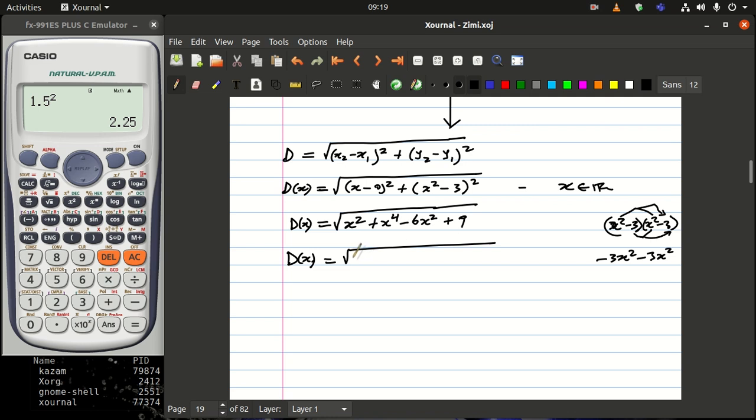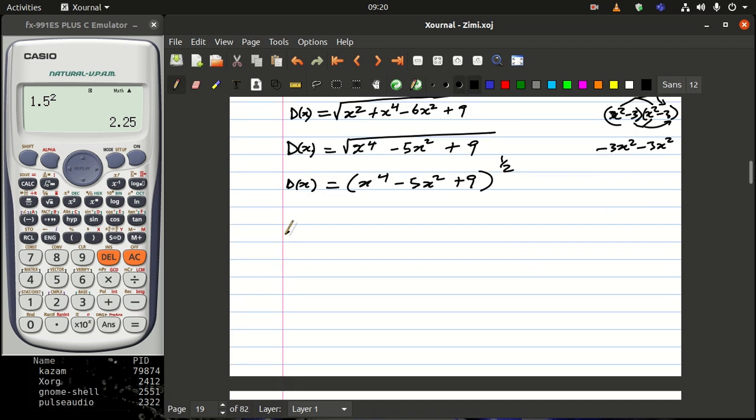And then here you will end up having d of x equal to a square root, where x squared minus 6x squared is going to be minus 5x squared, and here we'll have x to the power 4 minus that, and then plus 9. So d of x is equal to x to the power 4 minus 5x squared plus 9, all raised to 1 over 2. And then the next thing, because I don't even have restrictions here, is I want to find the first derivative of this with respect to x and set it equal to 0.